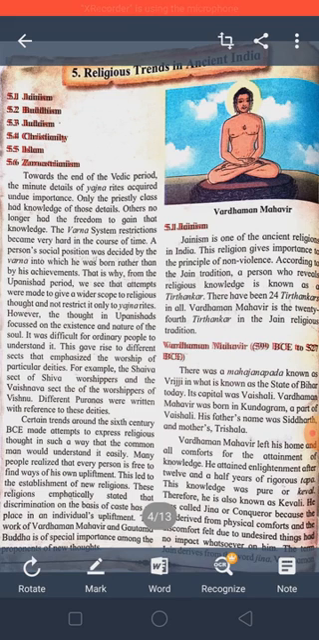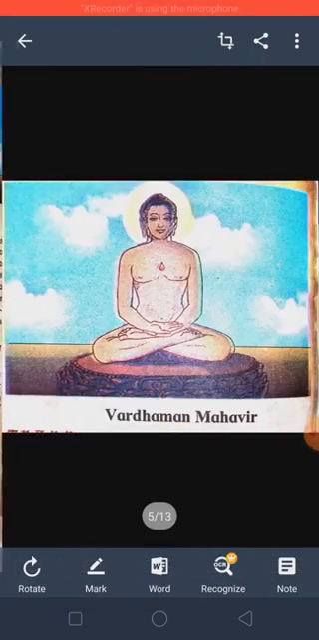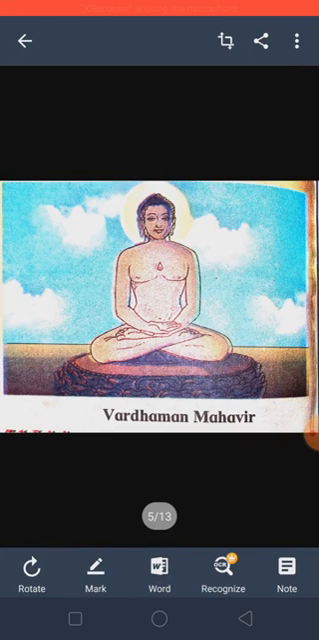This is why from the Upanishad period we see that attempts were made to give a wider scope to religious thought and not restrict it only by the yajna rites. However, the thought in the Upanishads focused on existence and the nature of the soul. It was difficult for ordinary people to understand it.